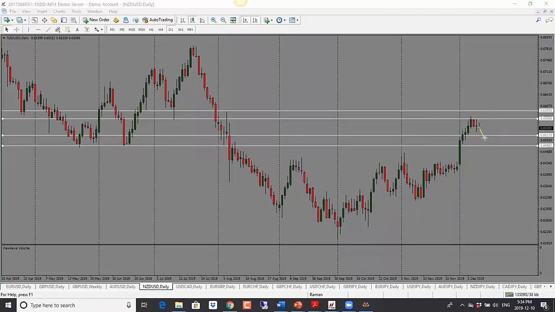First target is 0.6520. And if it goes through that, we're looking at 0.6480. So bias is bearish here for New Zealand dollar.